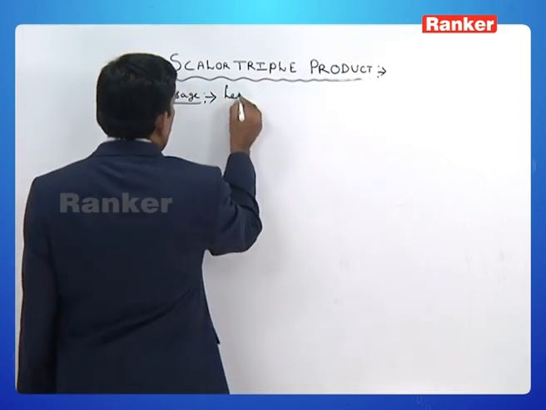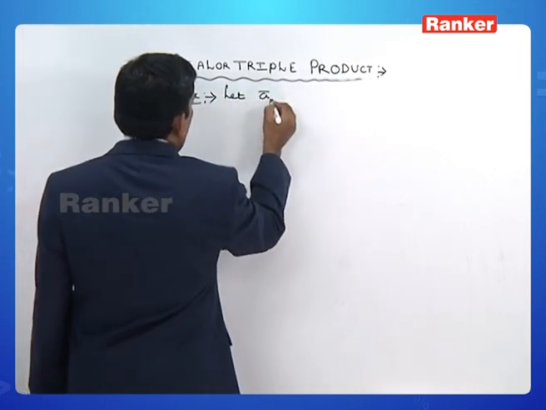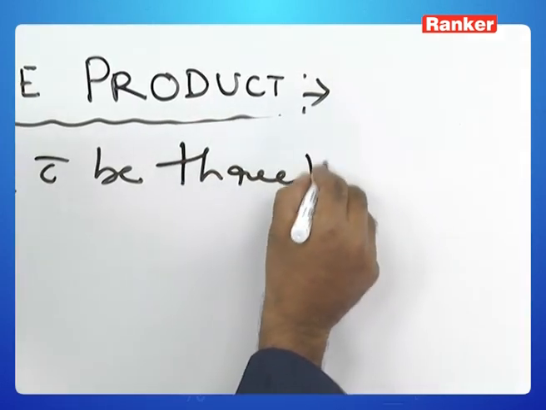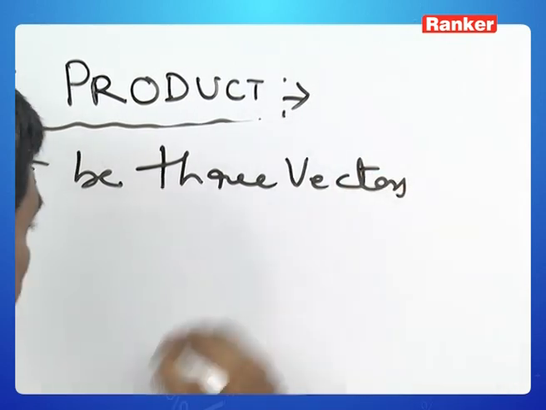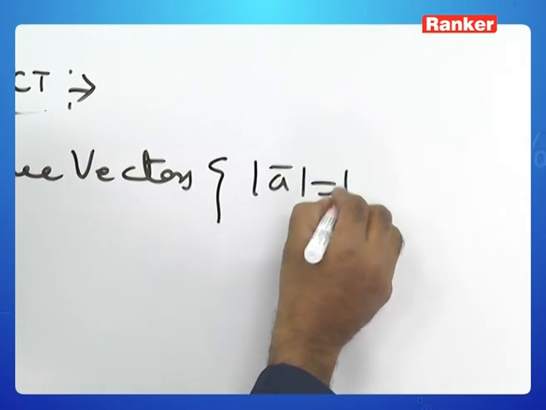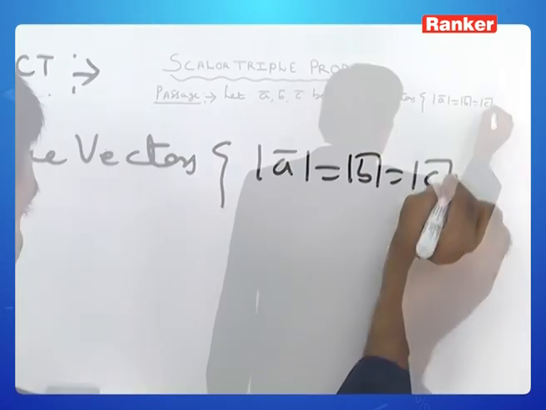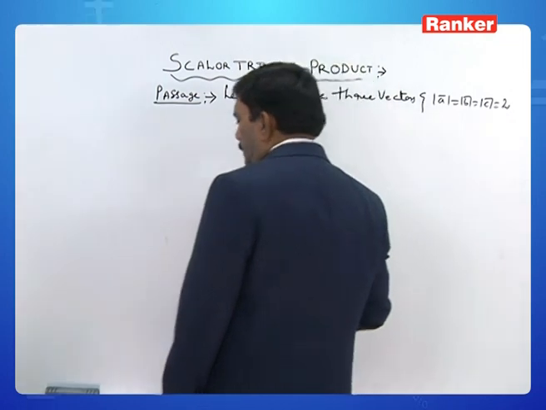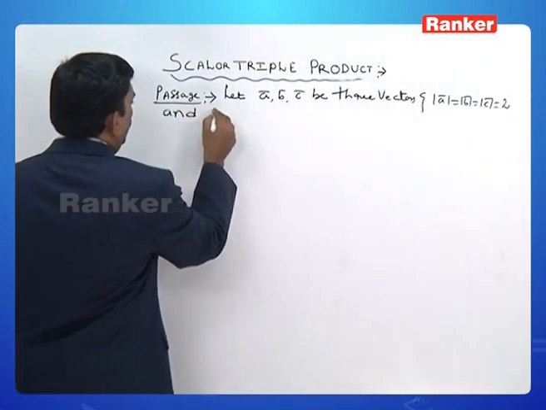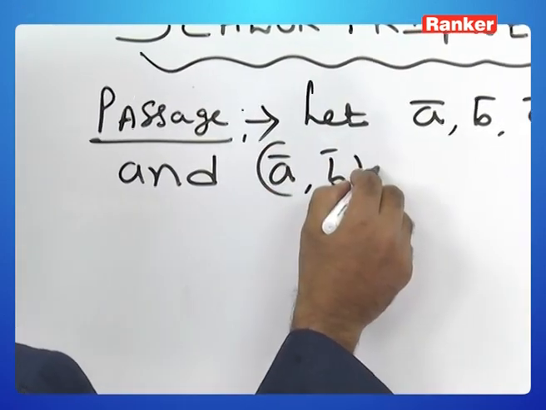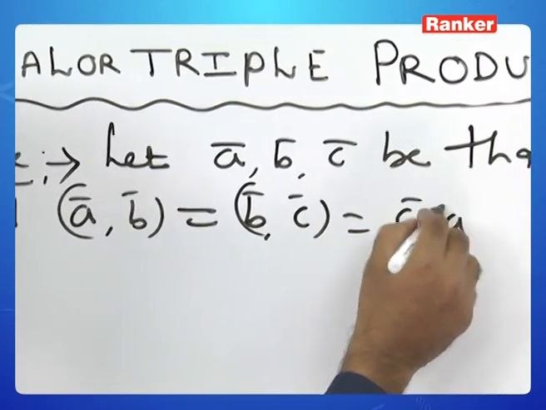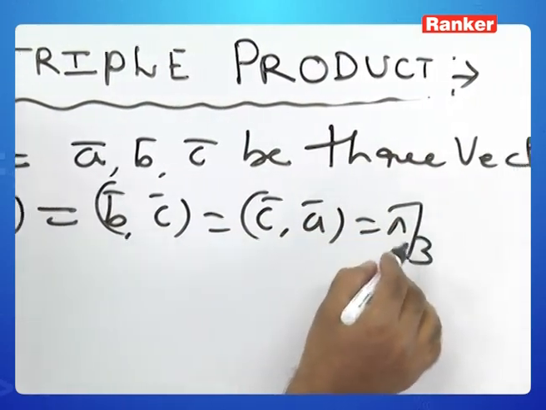Let A bar, B bar, C bar be 3 vectors, and modulus of A, modulus of B, modulus of C is equal to 2, and the angle between A bar, B bar is equal to the angle between B bar, C bar is equal to the angle between C bar, A bar is equal to pi by 3.